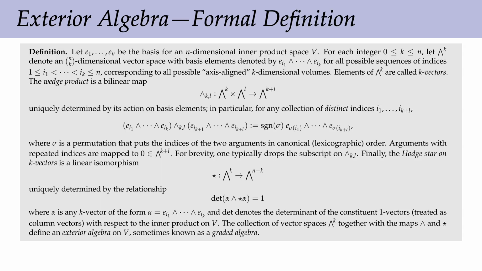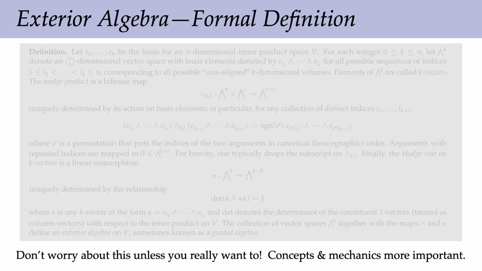If you want a formal definition, here it is. Definition: let E1 through En be a basis for an n-dimensional inner product space V, for each integer 0, and so on. Please don't worry about this unless you really want to. What we really want you to understand from this lecture is the concepts of k-forms and also the mechanics for actually manipulating and working with k-forms. If you'd like more formal definitions, they will be provided in your assignments.